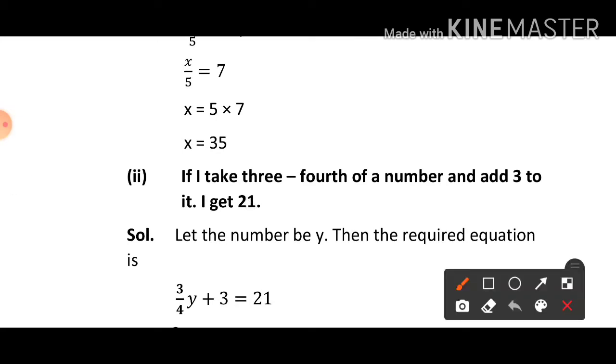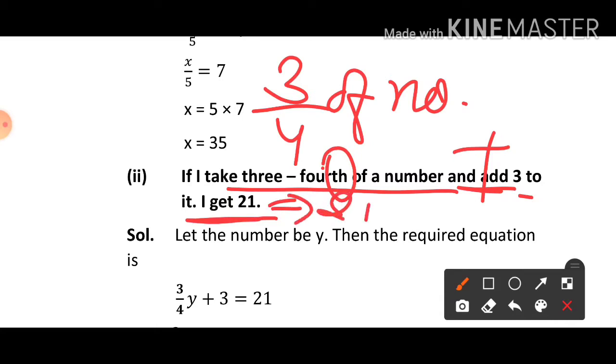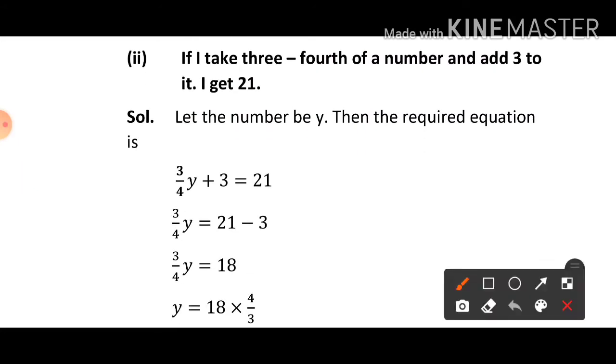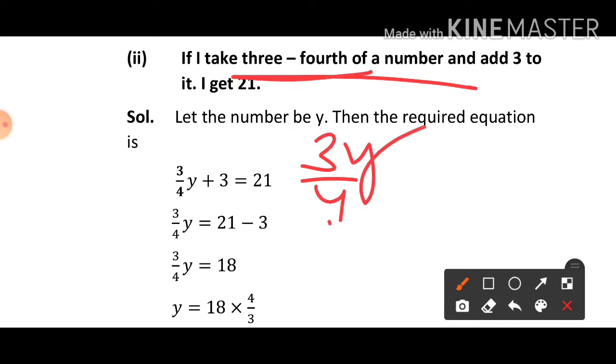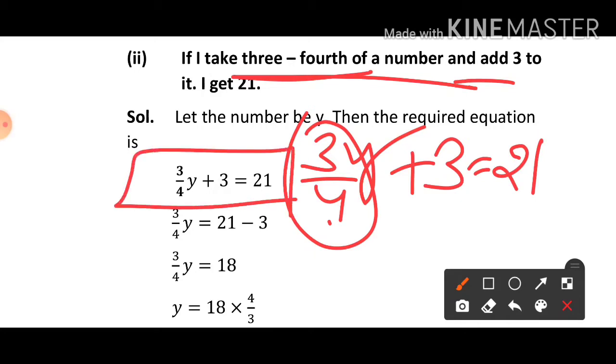The next one: 3/4 of a number. If 4th is written, it means it is given in the denominator. So 3/4 of a number means 3 by 4 of the number. And add means plus 3. If I get 21, get means is equal to 21. So let us take the number to be y. Here we have taken a different variable, y. So 3/4 of a number means 3/4 of y. So we can write it as 3 by 4 y. Add 3. If I add plus 3 to 3 by 4 of y, you will get 21. Get 21 means equal to 21. So this is the equation.